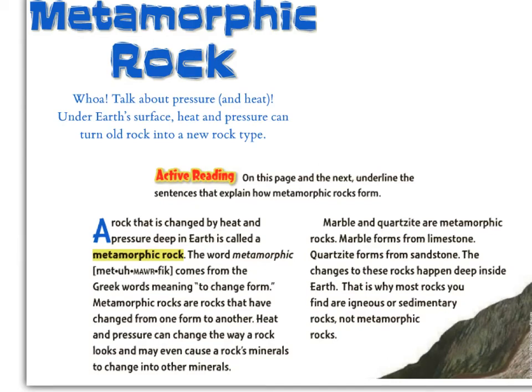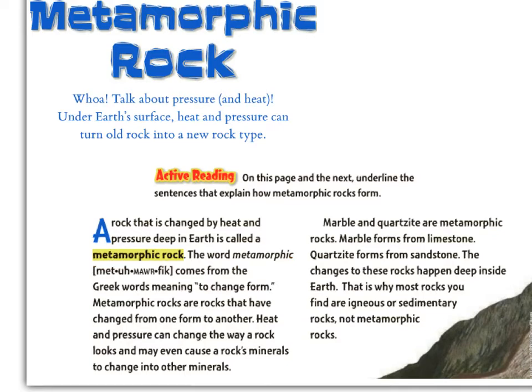Let's read about the final type of rock, metamorphic rock. Metamorphic rock is a rock that changed. Think about a butterfly for a minute. When a butterfly metamorphosizes, it turns from a caterpillar into a butterfly. A rock that is changed by heat and pressure deep in the earth is called metamorphic rock. Metamorphic comes from the Greek word meaning to change form. Metamorphic rocks are rocks that have changed from one form to another.